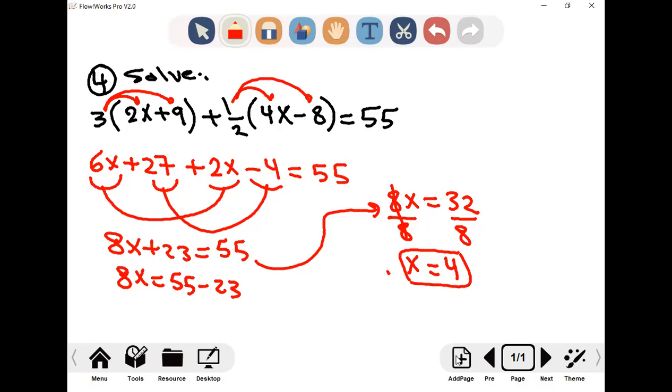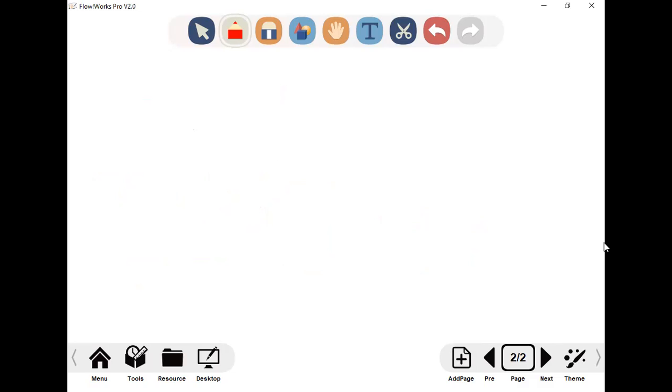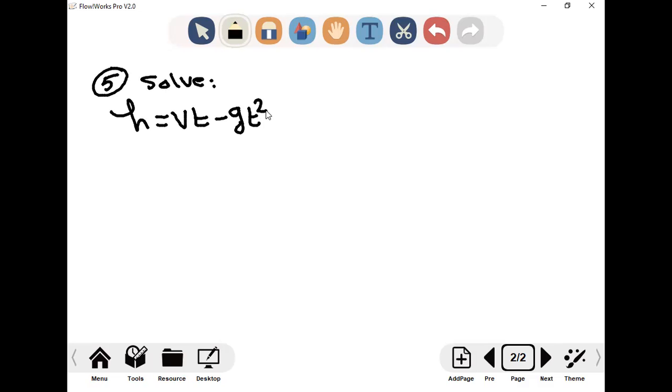Question 5. Solve h equals vt minus gt to the power of 2, for v.